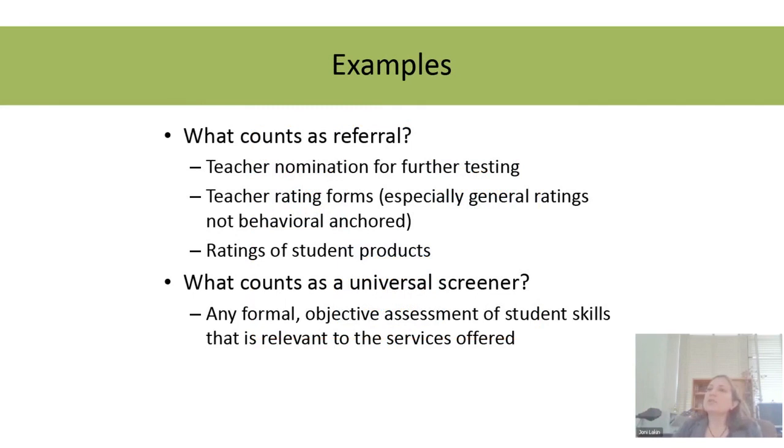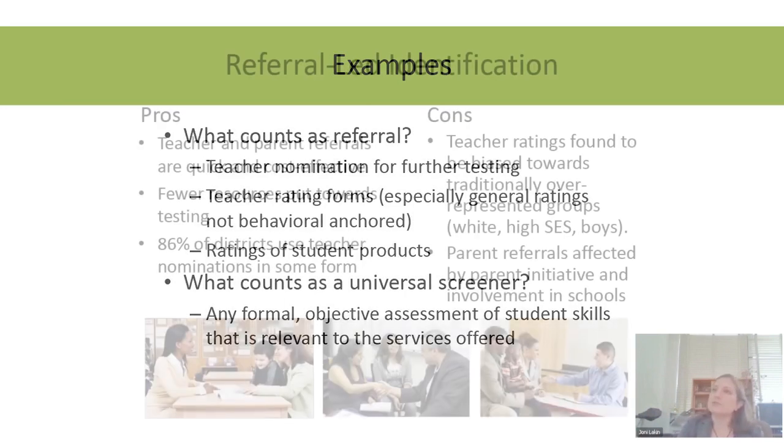So what counts as referral? Like I said, teacher nomination, teacher rating forms, especially if they're not behaviorally anchored, so it's kind of, how much do I think these students are gifted? We use a rating form in Alabama that's not behaviorally anchored, and so it's very influenced by the same kinds of implicit bias that nomination is influenced by. And then any kind of rating of student products is not really driven by a rubric. What counts as universal screener is any kind of objective assessment that's related to the services offered.